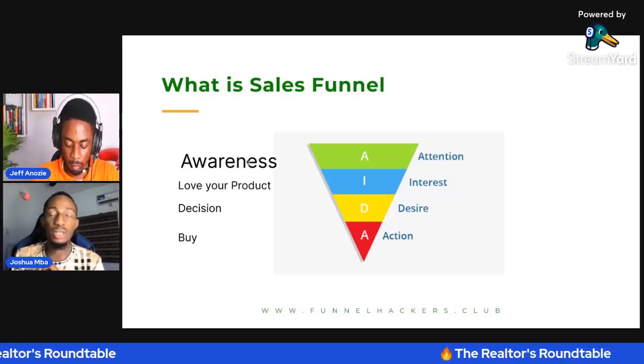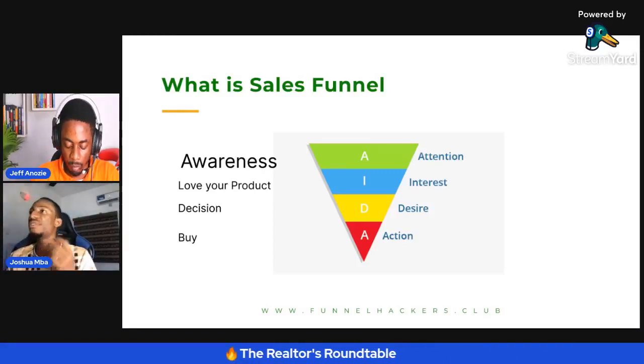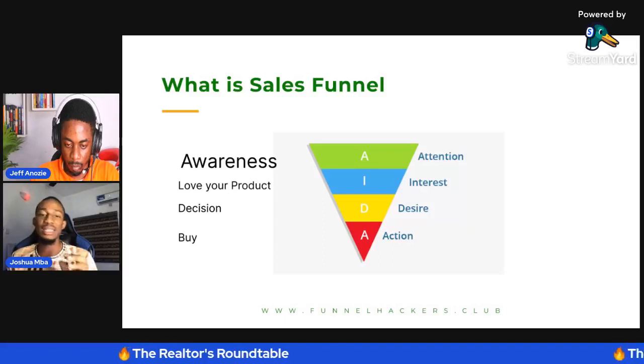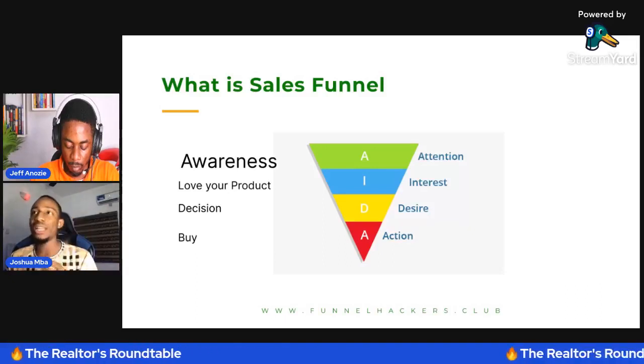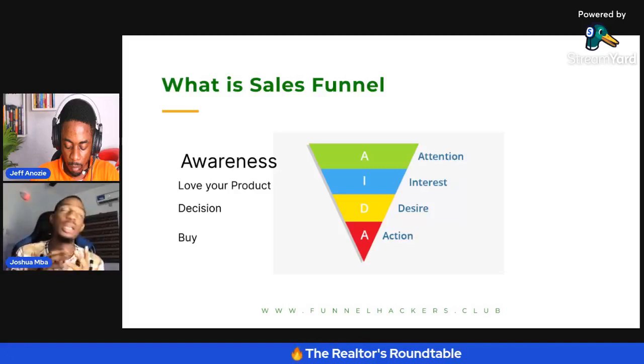Right, so it has really gone through several naming conventions. But first of all, the very first thing I want you to understand is that the first stage, which is the awareness stage, is where you get people to know about your product. So I'm going to tell you guys a very little story that I'll put into context.